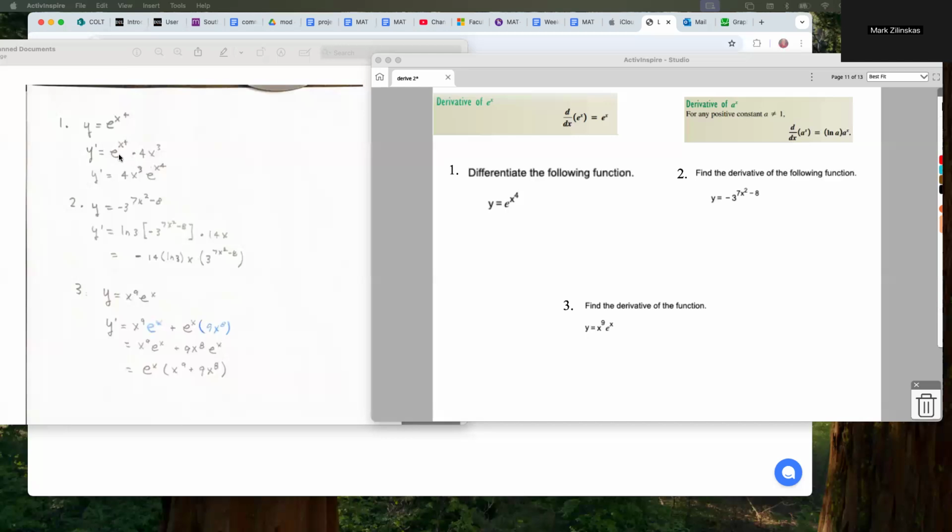This is correct here, this times this, but it's usually more common, or good form, to write the exponential function last. So I'm just going to write this, and again, it's multiplication, the commutative property of multiplication. I can write them in any order. So I'm going to write 4x cubed times e to the x to the fourth. Okay, so there's that one.